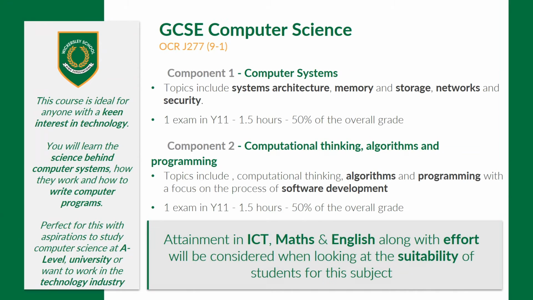Looking ahead to years 10 and 11, this is a GCSE course that's made up of 2 components, each of which is worth 50% of the overall grade. Component 1 is computer systems, where we look at each of the components in the computer system in detail. So what are the different parts of a CPU, for example. We also look at how images, sounds and text are represented in binary and hexadecimal, networks and security. At the end of year 11, you'll have 1 exam for that component, which is 1.5 hours.